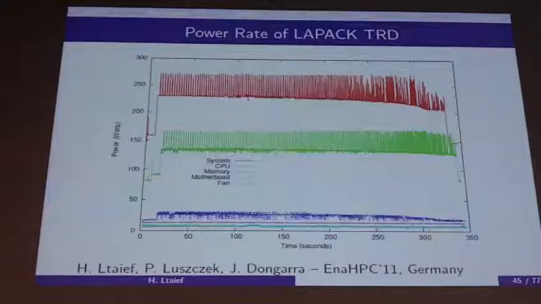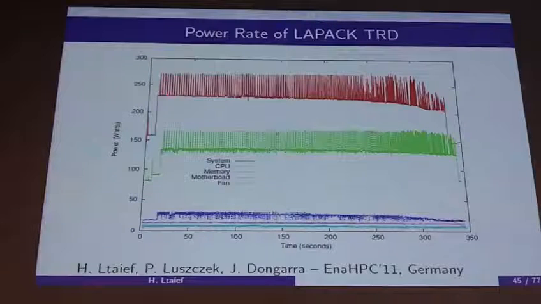So I'm looking at this power rate of LAPACK, right? This is LAPACK tridiagonal reduction. We have 5 curves here. In the x-axis, we have the time in seconds, and the y-axis, we have this power rate, okay? The red is the system one. Think of it as the overall system power consumption or power rate. The green one is only the CPU. The blue one is only the memory, and the 2 over here are not really relevant, but I put them there for fun. This is the motherboard and fan, so they don't really produce any relevant information.